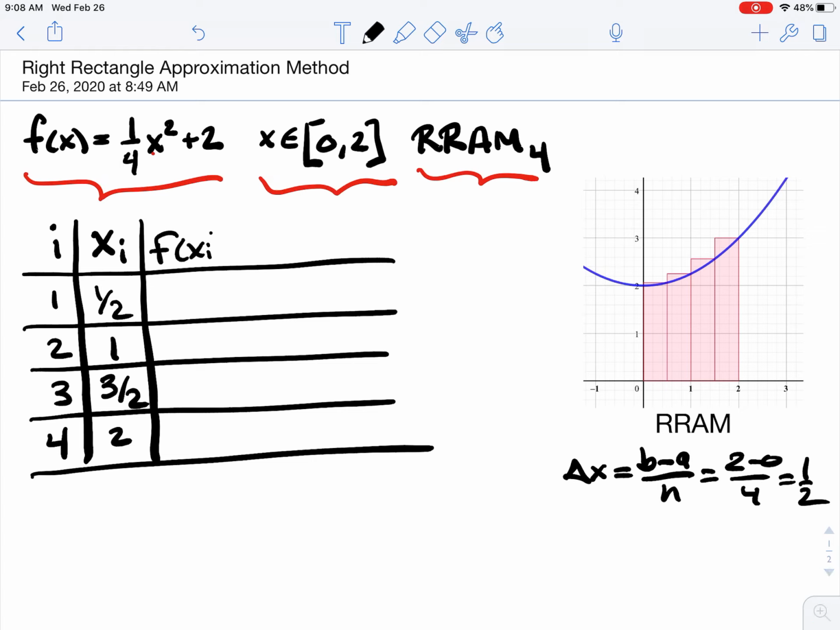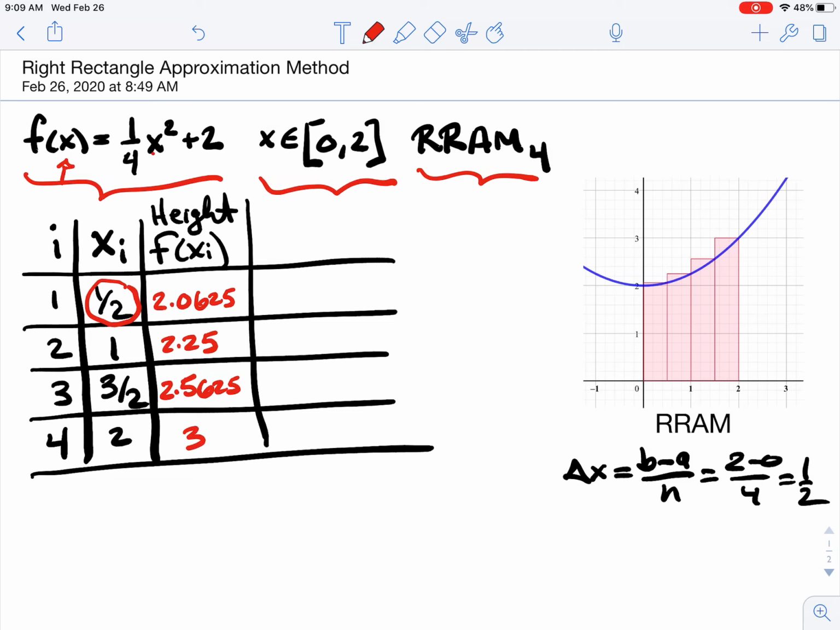Next, we would like to calculate the height of each rectangle. And we do that by taking each x sub I value and plugging it in for x in our function. So we want 1/4 times 1/2 squared plus 2 to get our first f of x sub I, which is 2.0625. Then we plug in 1, so 1/4 times 1 squared plus 2 gives us 2.25. And we continue to do this. And then next, the width of each rectangle, that is our delta x.